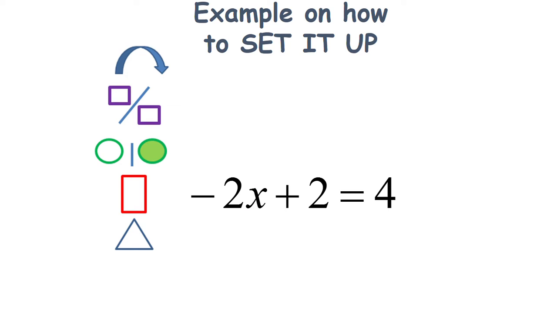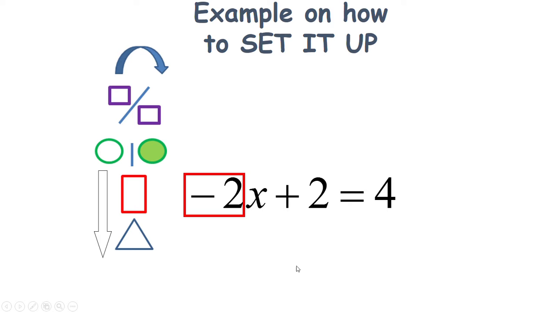Okay? Now, to teach you that, let's get good at just setting this up. So we have negative 2x plus 2 equals 4. And I just want to know if we can set up where our rectangle goes. So our rectangle goes always in front of our x, always to the left. It's always its coefficient. But the key here is that we take the sign with it. So we're going to draw a rectangle around the sign as well.